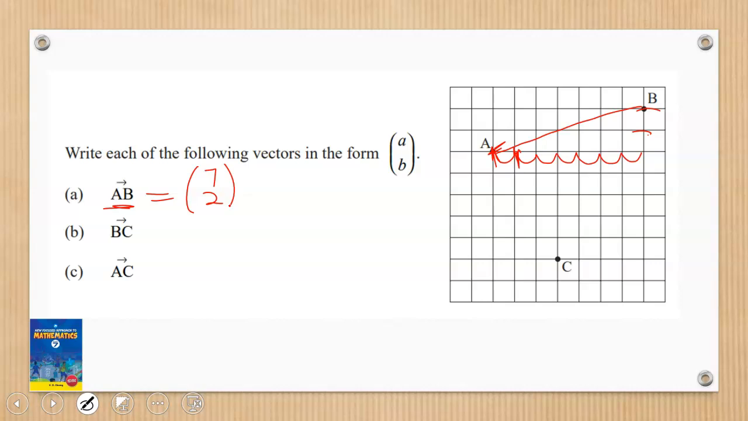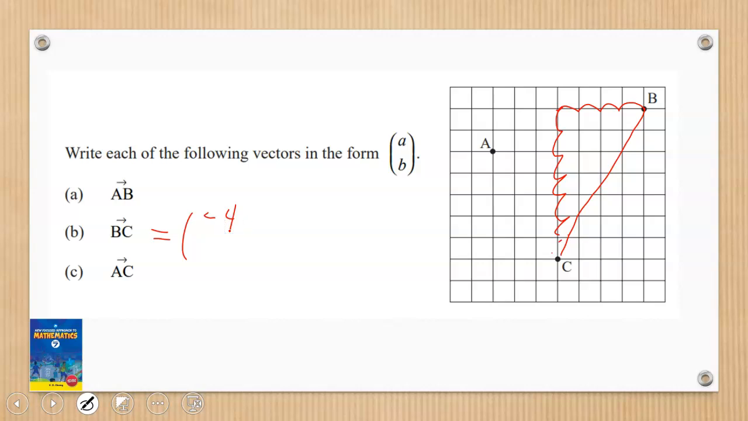So my vector becomes (7, 2). Then I'm to find vector BC. Vector BC is B towards C. So I'm on B heading towards C. It means I have to move backwards 1, 2, 3, 4 to get to this point, then move downwards 1, 2, 3, 4, 5, 6, 7. So here I'm going to move 4 negative on the x-axis, then downwards negative 7 on the y-axis.